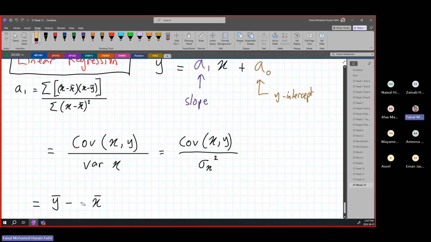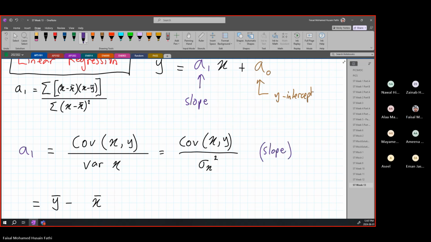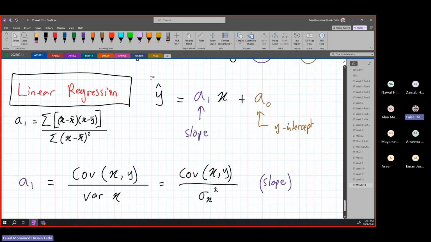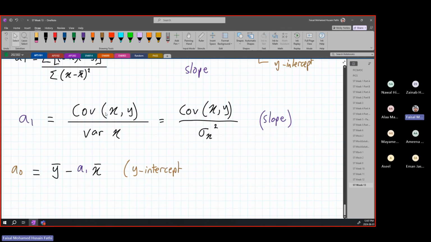Let me just clarify that. So this is a1, which is the slope, and this is a0, which is the y-intercept. Okay? So simply, that's all you need to find your equation of a line. You just need to find your covariance, and you divide it by the variance. And that's it. And that's your answer.